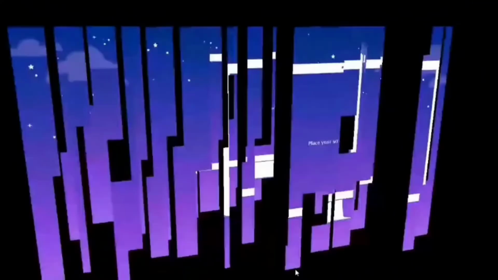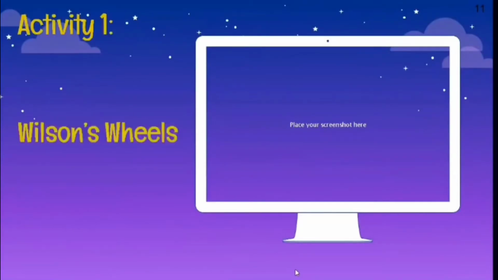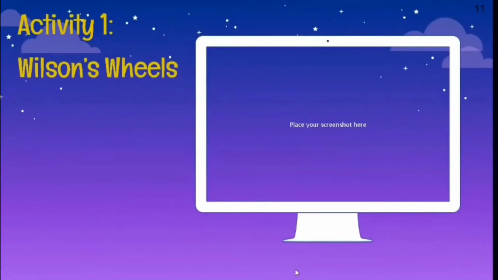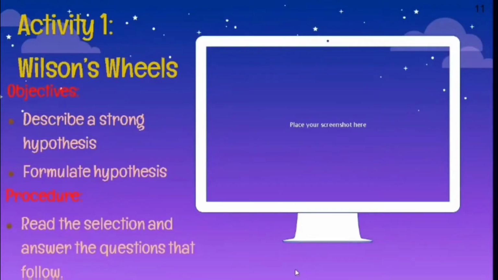Let's do Activity number 1, entitled Wilson's Wheels, on page 3 of your Module 2. The objectives of this activity are: describe a strong hypothesis and formulate a hypothesis. Procedure: read the given selection and answer the questions that follow. Let's read the selection.